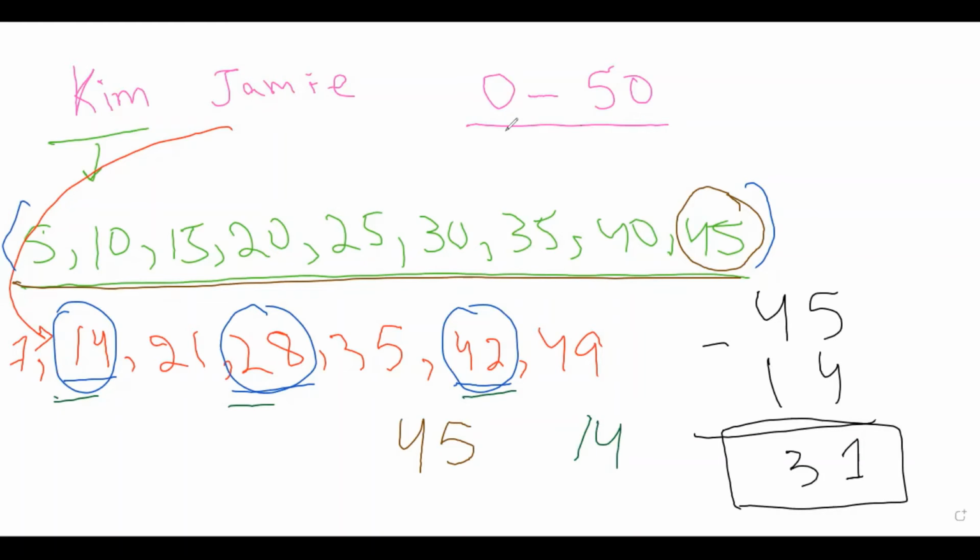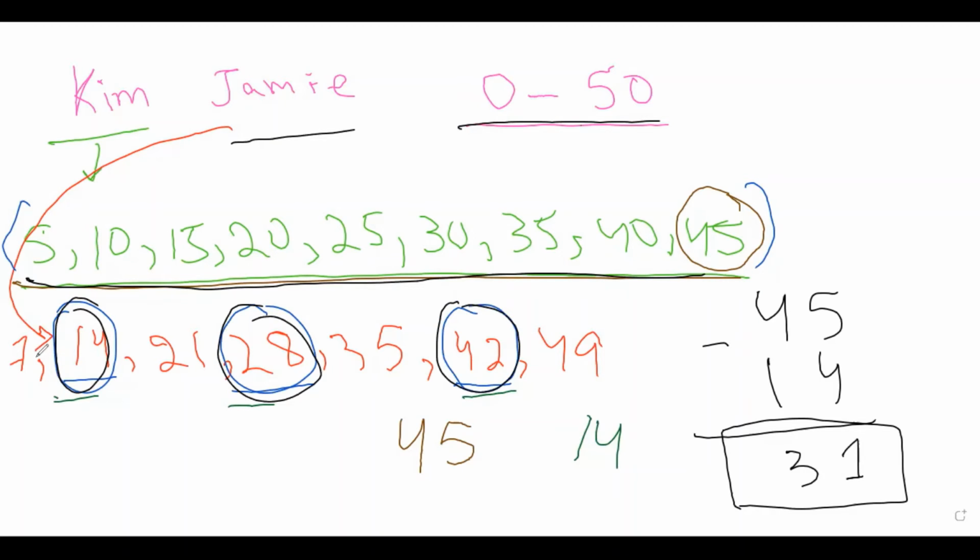The question was: Kim and Jamie have to select a whole number between 0 and 50. Kim can select only numbers which are multiples of 5, and Jamie can select only numbers which are multiples of 7. But the condition was also even numbers, so multiples of 7 and even numbers. Then in the question, we have to find the difference between the largest possible value of Kim's and the lowest possible value of Jamie's. So 45 minus 14 is equal to 31.